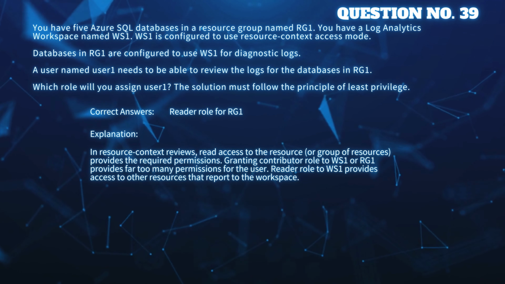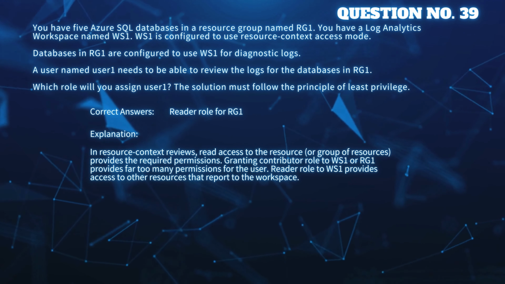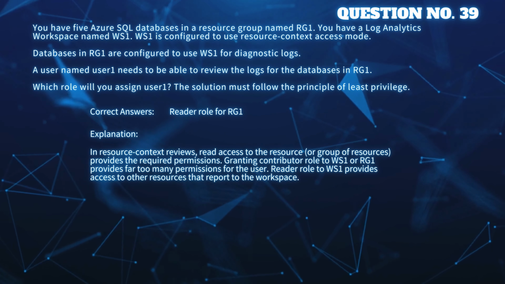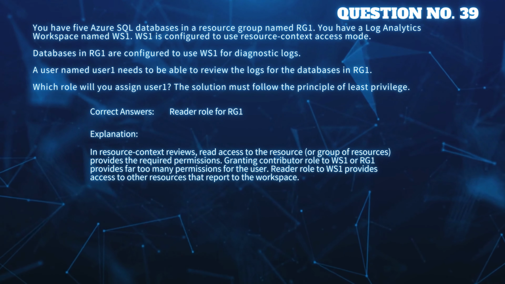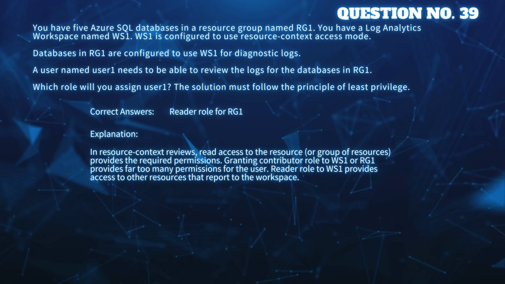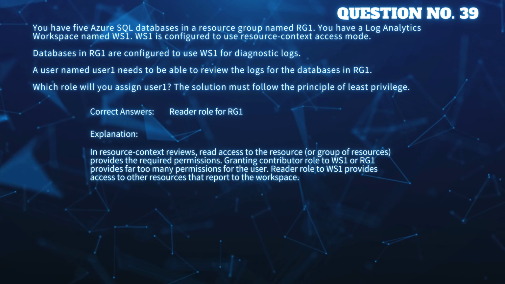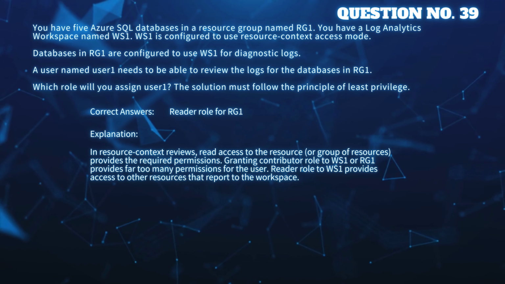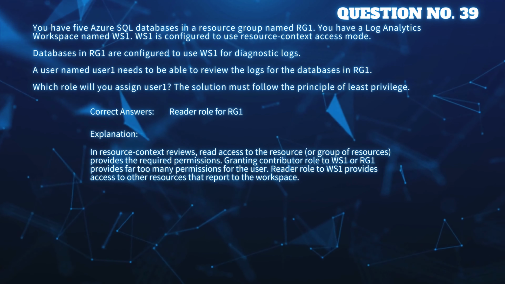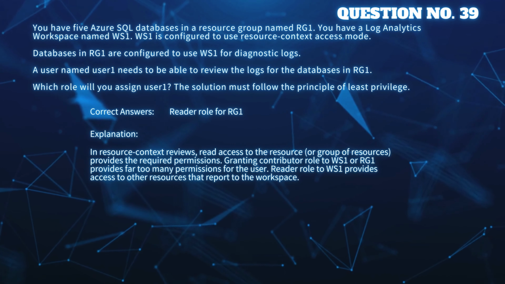Explanation: in resource context reviews, read access to the resource, or group of resources, provides the required permissions. Granting contributor role to WS1 or RG1 provides far too many permissions for the user. Reader role to WS1 provides access to other resources that report to the workspace.